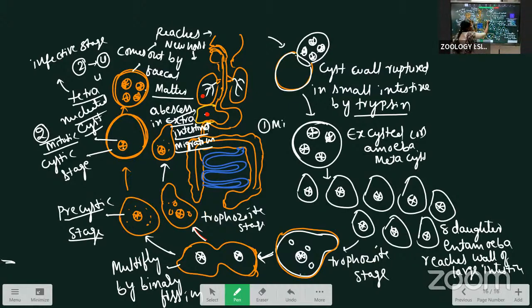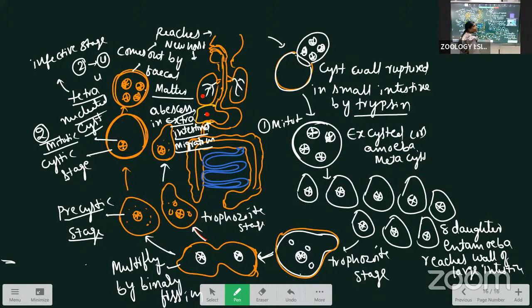One mitotic division occurs and 8 nuclei are formed. Each and every nucleus takes a bit of the cytoplasm and forms 8 daughter individuals, or 8 Entamoebas. These Entamoebas are present in the lumen. First, they are present in the lumen of the intestine, the large intestine.